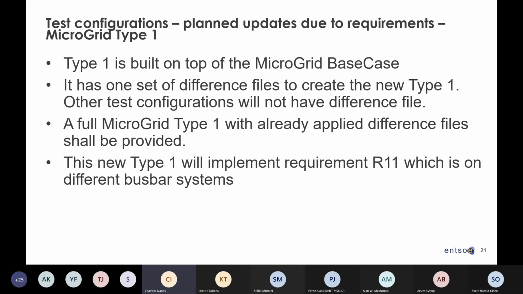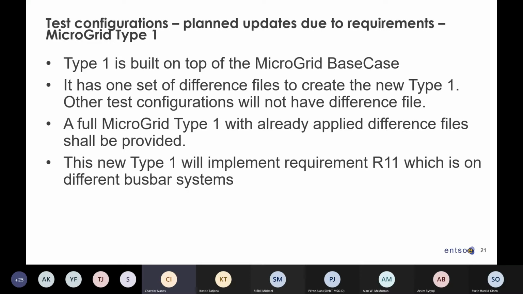Yeah, so the following 3 slides are now focused on how the microgrid types will be developed. So there will be 3 types of microgrid. Before, I think there were 5. So we also try to minimize some of the test configurations, not to have too many, because we know that people may be lost if there are too many files to look at. So type 1 will be built on the base case that you already saw, and there will be one set of different files to create this type. So this will be the place where you will also see some difference files added.